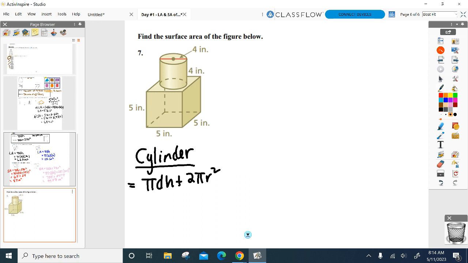Kelsey? One of the bases, right? One of the circles. So I'm not going to do 2 pi r squared for this one. Make sense? Because this base right here is being covered up. So I can't count it. We're all good. All right, so let's find that area. Pi, diameter they tell me is 4.